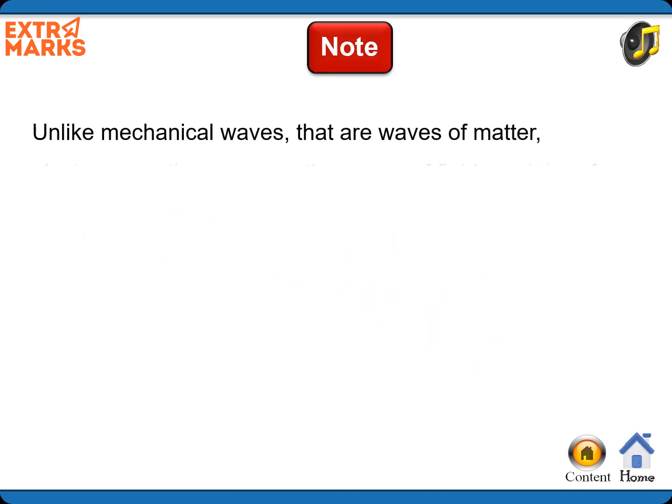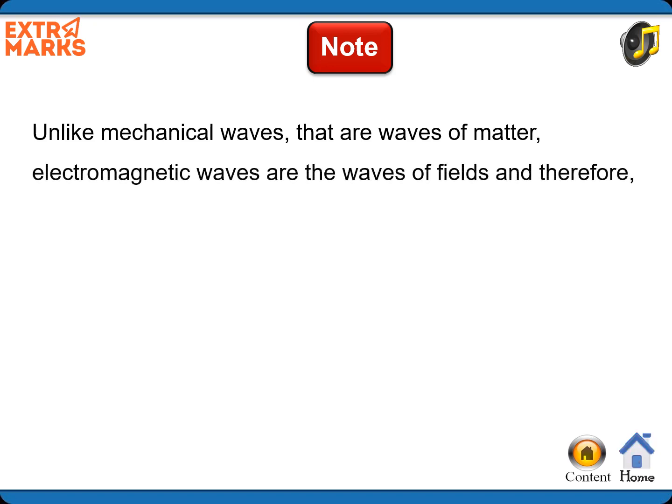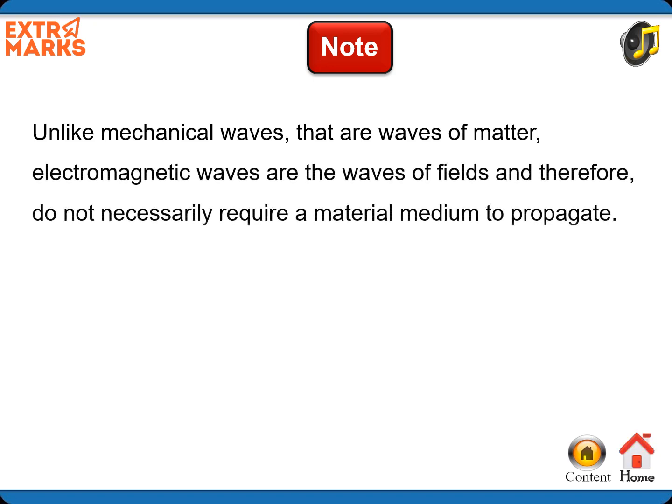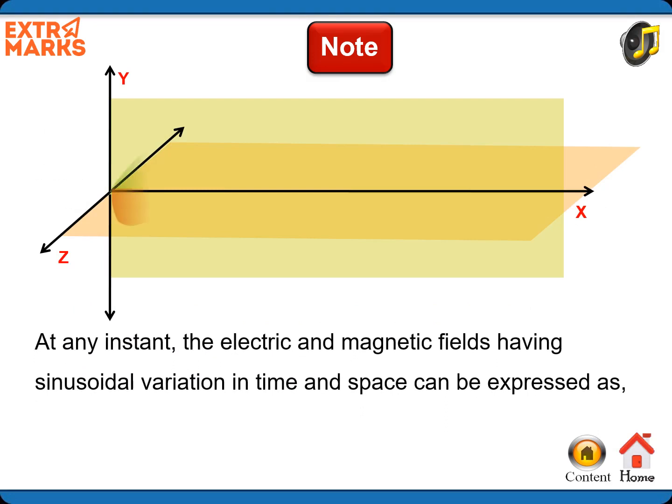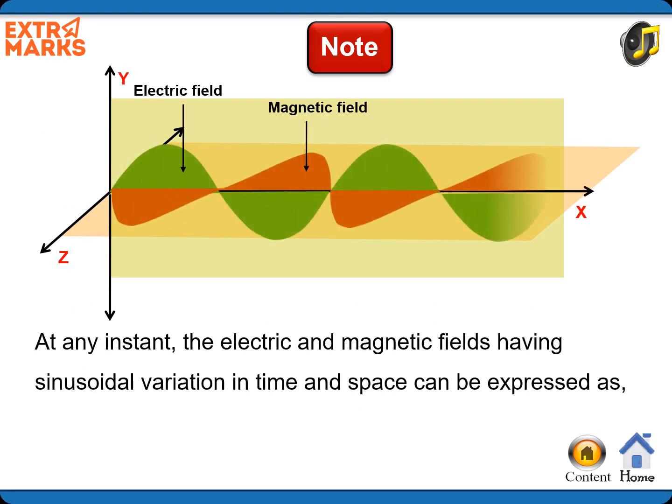Unlike mechanical waves, which are waves of matter, electromagnetic waves are waves of fields and therefore do not necessarily require a material medium to propagate. The electromagnetic waves can travel not only through air and solid materials but also through vacuum or free space. At any instant, the electric and magnetic fields having sinusoidal variation in time and space can be expressed by the expression shown here.